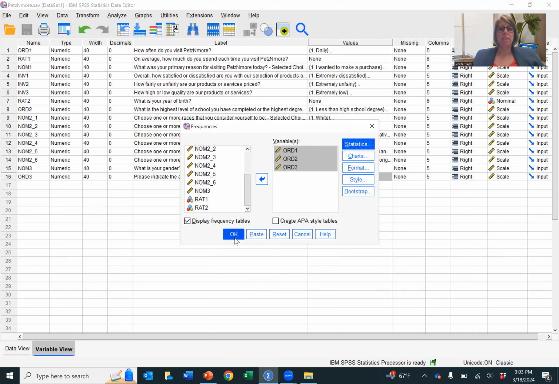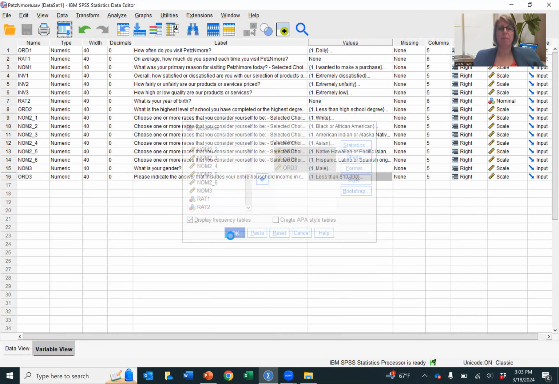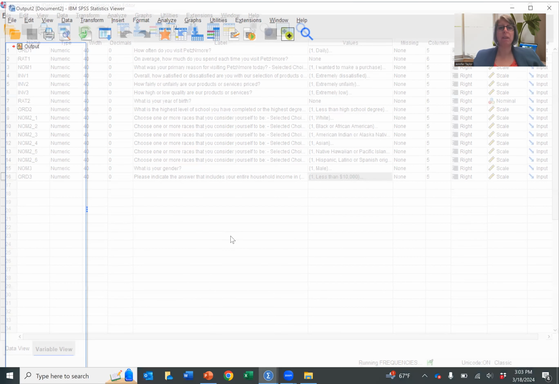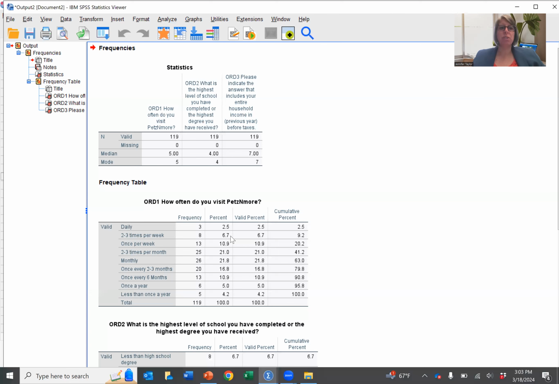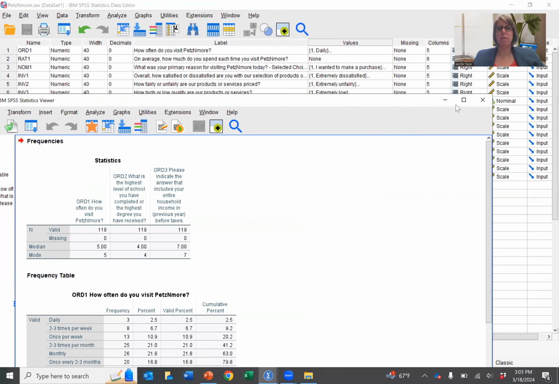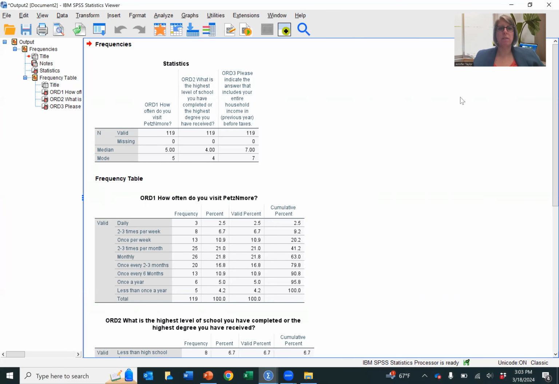And that's it. I'm displaying the frequency table, so that's going to give my count and my percentages. And I'm going to click OK. And now you should see an output. You should see the output document. And right here, you have the 3 ORD variables.